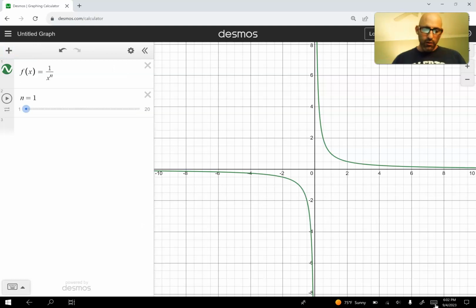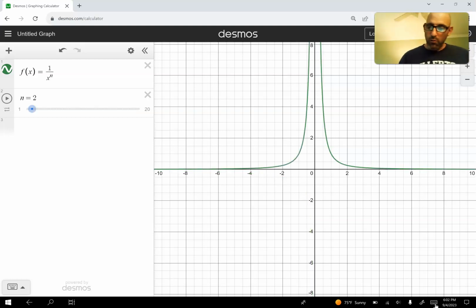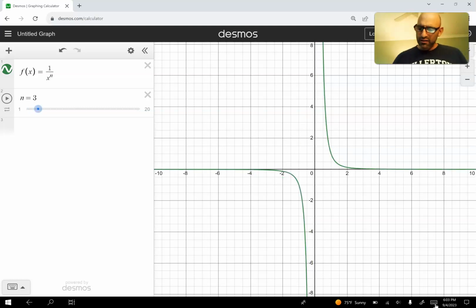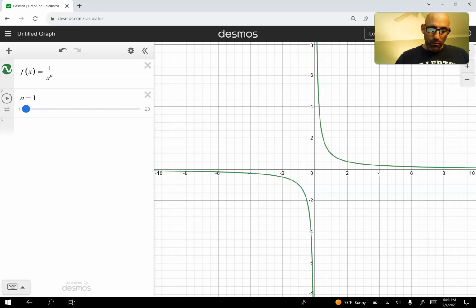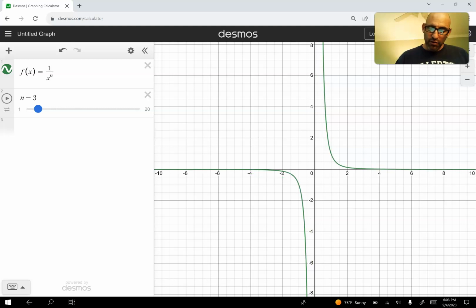Done. And so now here we have 1 over x to the first, right? 1 over x, just like we expected. And if I slide this over and I make it 2, oh wow, there it is, 1 over x squared. And then if I make it 3, it's looking a little bit like 1 over x. You'll notice it's steeper and close to the y-axis and flatter further away. So if we compare that with that, 1 over x to the first power versus 1 over x to the third power. 1 over x to the fourth is looking a lot like 1 over x squared, but again, steeper, closer to the y-axis and flatter further away.